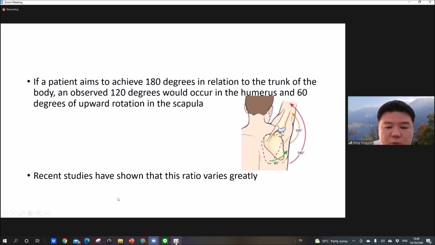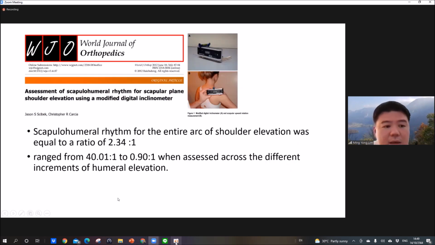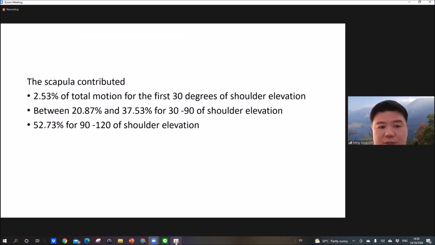However, recent studies have shown that this ratio actually varies greatly. In this paper by Skibek, the scapular humeral rhythm for the entire arc of shoulder elevation was a ratio of 2.34 to 1, but actually ranged from 0.01 to 0.90 to 1 when assessed across different increments of humeral elevation. So the scapula actually contributed most of the time in shoulder elevation, around 50% at 90 to 120 degrees of shoulder elevation.